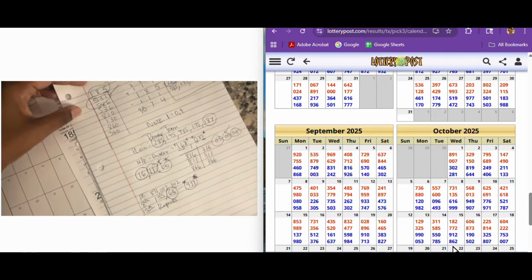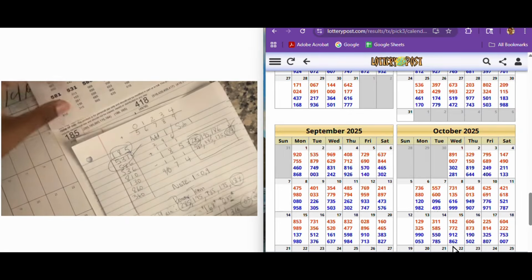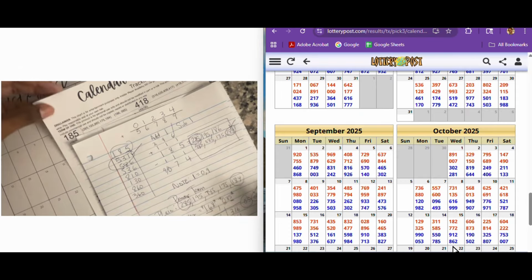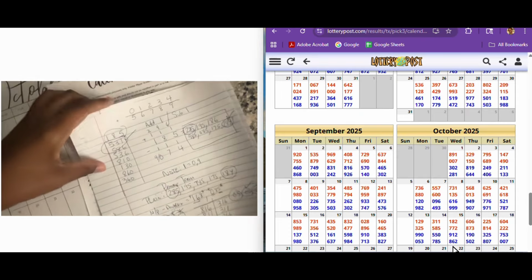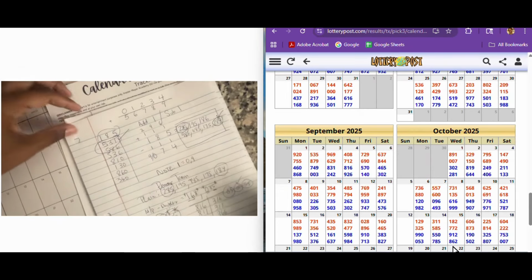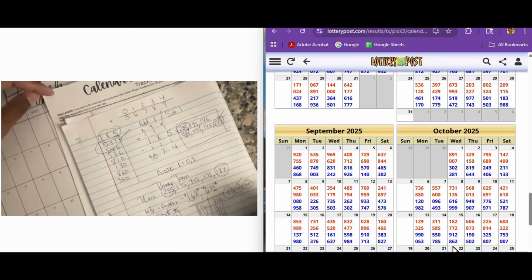So, well, there you have it. That's the calendar day strategy, one strategy that I would highly recommend you taking out the time to get to know and get to learn and come up on you some good hits.